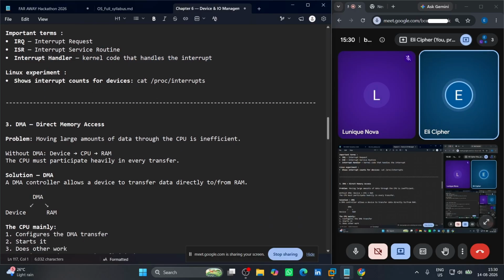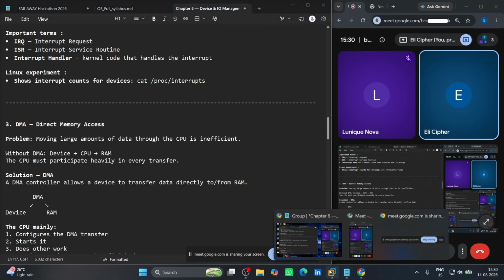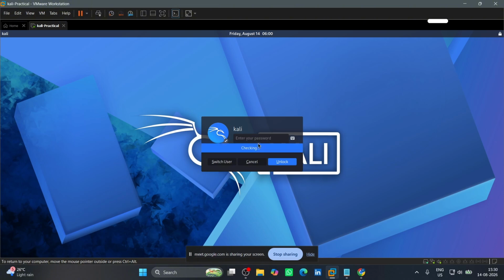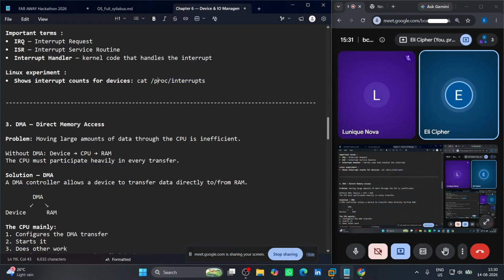Here is one experiment: show interrupt counts for device. Okay, let's run. I also haven't run this command. cat /proc/interrupts. Okay, Unique, tell me a thing here. What is proc? What is interrupt? And what is this slash?